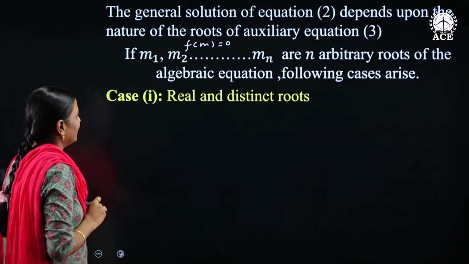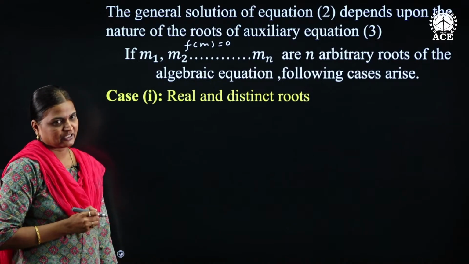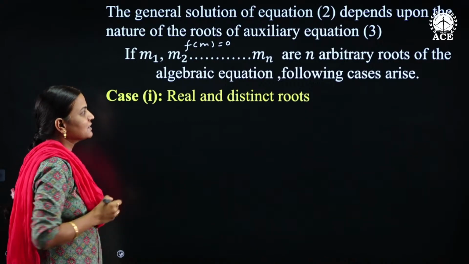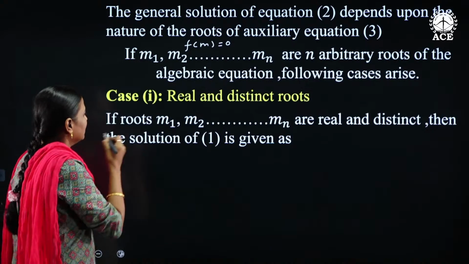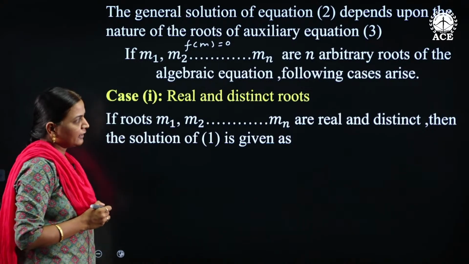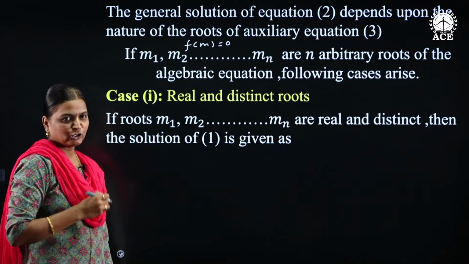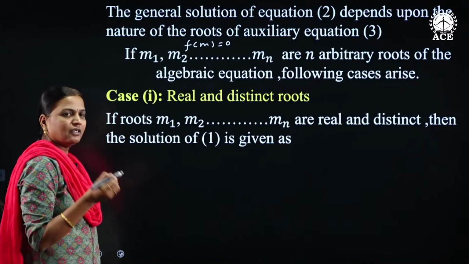So what is the first one? Case 1 is when the roots are real and distinct. So there exist n roots. So here when the roots are real and distinct, how to write the general solution? Suppose the roots m1, m2, so on, mn are n roots that are real and distinct, then the general solution of the given equation, what is the given equation?